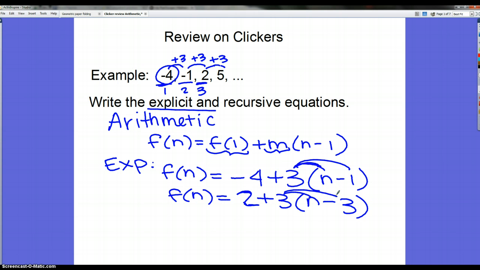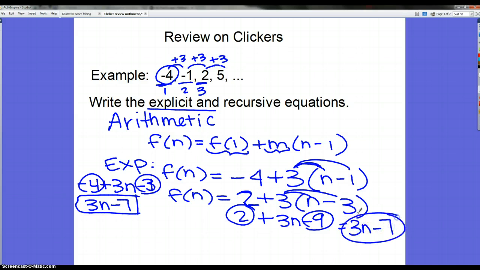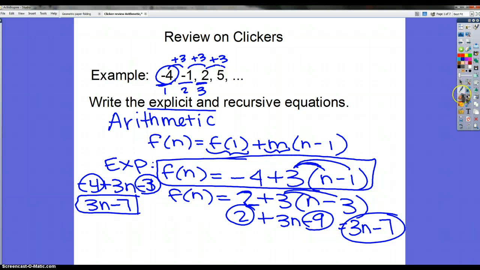So let me show you real quick. The first one, we have -4 plus 3 times n is 3n. 3 times -1 is -3. If I combine like terms, I have 3n minus 7. So that's what it simplifies to. And on this one, we got 3n minus 9 if we multiply it. So 2 minus 9 is also -7. So this is 3n minus 7. So it doesn't matter which one you use. We're mostly familiar with just using the first term, but you do not have to.